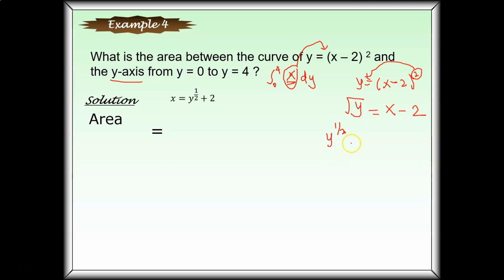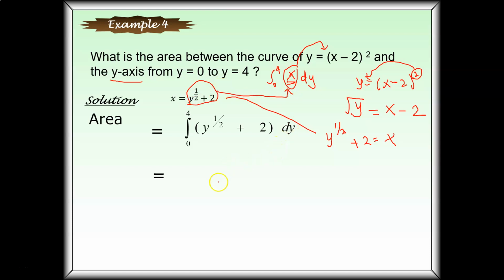This negative 2, you can bring it on this side, become plus 2. So what remains is just x. This is the same as this one: x equal to y to the power of half plus 2. Okay, now you already have the x value, so you can substitute this whole thing into this formula over here. So you will have integration from 0 to 4 of y to the power of half plus 2 dy.